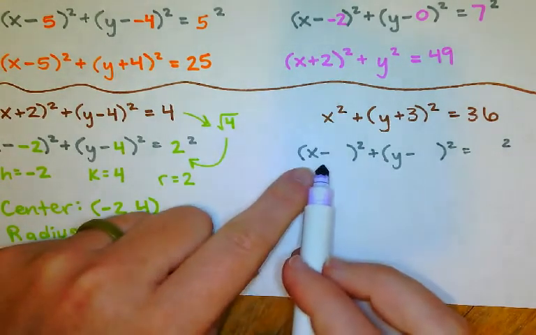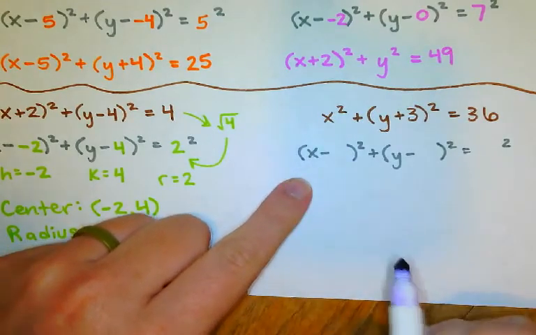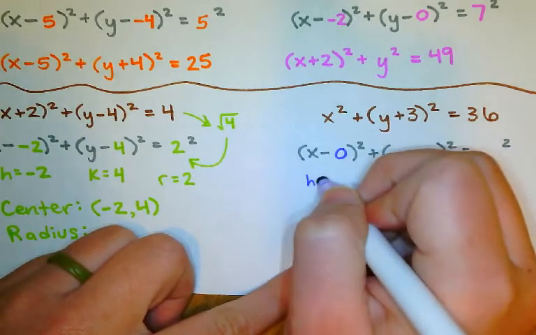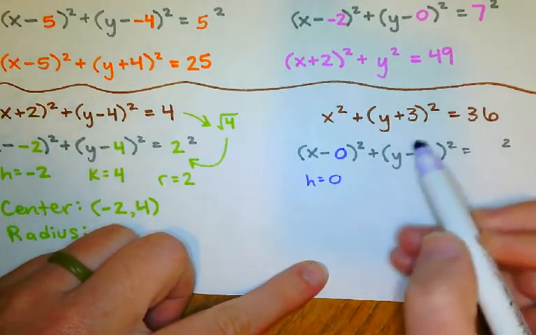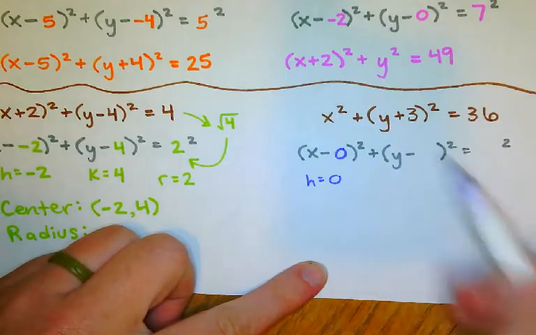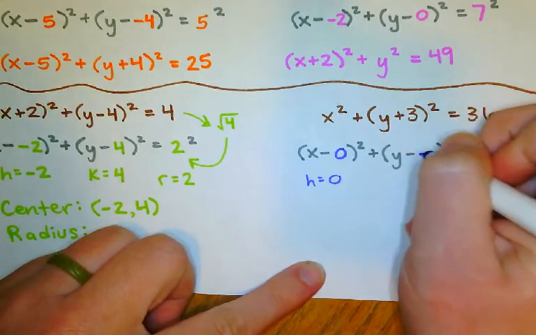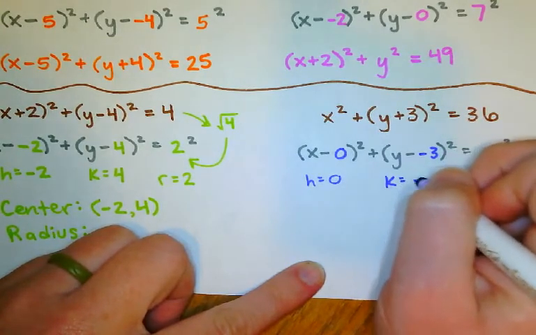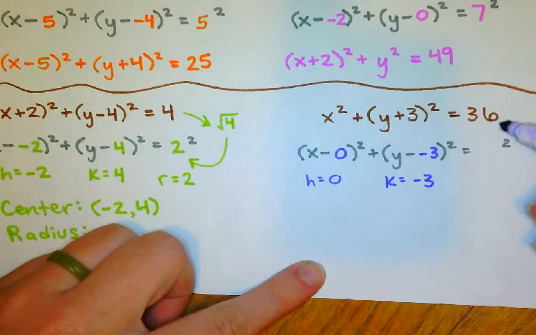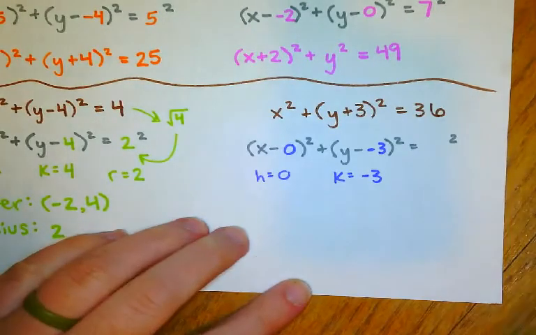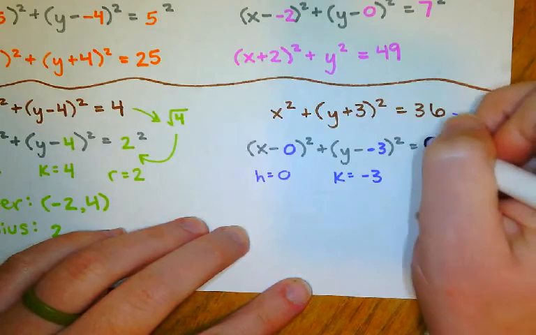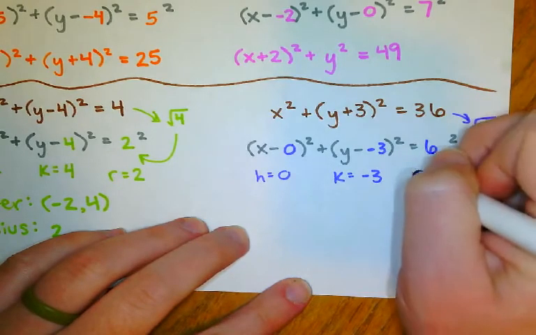What would we need to subtract from x to make no number next to it? Yeah, 0. Alright, so our h is 0. What would we need to put here to make that a +3? Y minus -3 is going to make that a +3. So our k is a -3. And then for our radius, what number squared is 36? Yeah, if we take the square root of 36, then we're going to get 6.